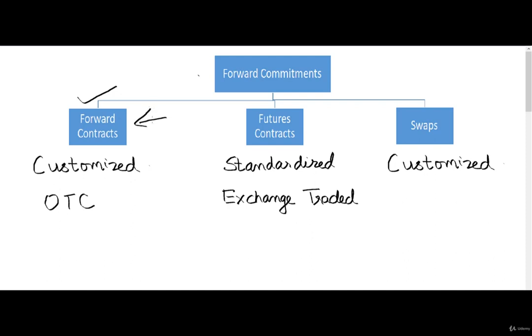The structure of forward contracts and futures contracts are very similar, but there are a few differences. Forward contracts are customized. Customized means that both long and short privately form the contract, and they are also called OTC contracts, over-the-counter contracts. Whereas futures are standardized contracts and also called exchange-traded contracts.